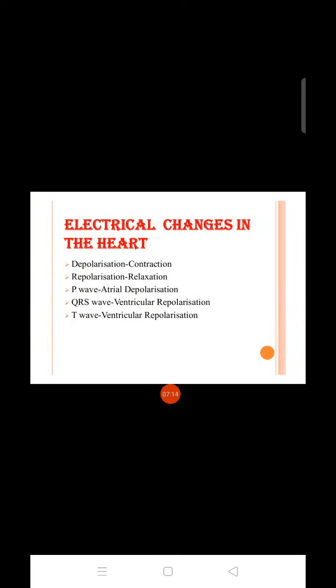Okay, next, what are the electrical changes in the heart? There is depolarization, which causes contraction, and repolarization, which we call relaxation. The P wave is atrial depolarization, the QRS wave is ventricular depolarization, and the T wave is ventricular repolarization. If you see the ECG graph, there is PQRST, and the graph is formed like that. Contraction, relaxation, and atrial depolarization form these waves, showing the electrical changes in the heart.